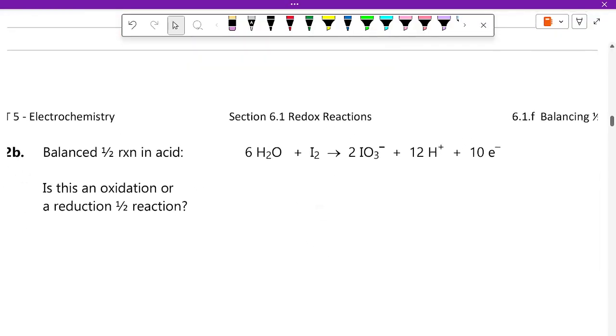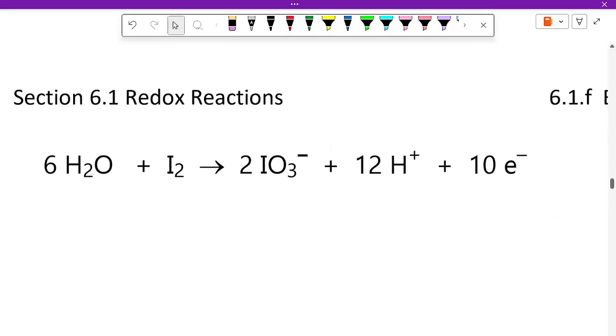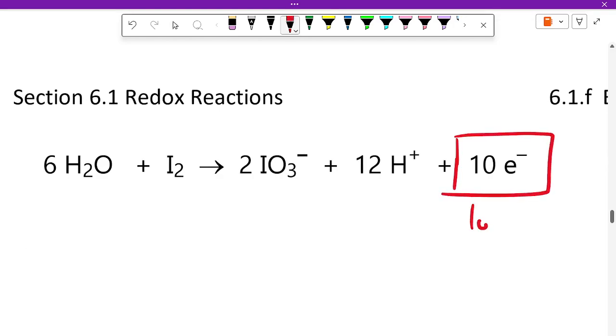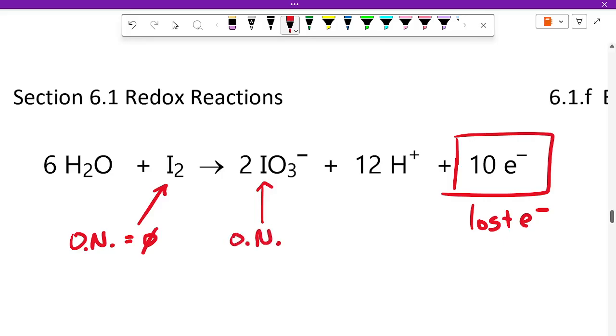Is it true that this is an oxidation? Yes, because number one, what happened to the electrons? We lost electrons. And what is the oxidation number of I2? The oxidation number is 0. And what is the oxidation number of I in IO3 minus? It is positive 5. And if you're like, how?